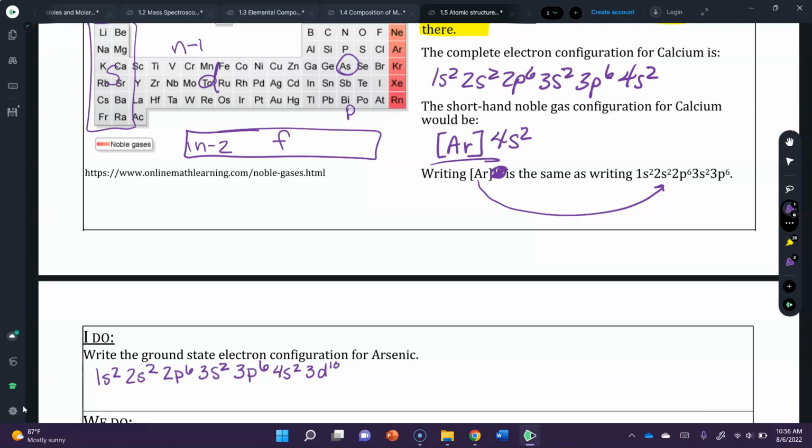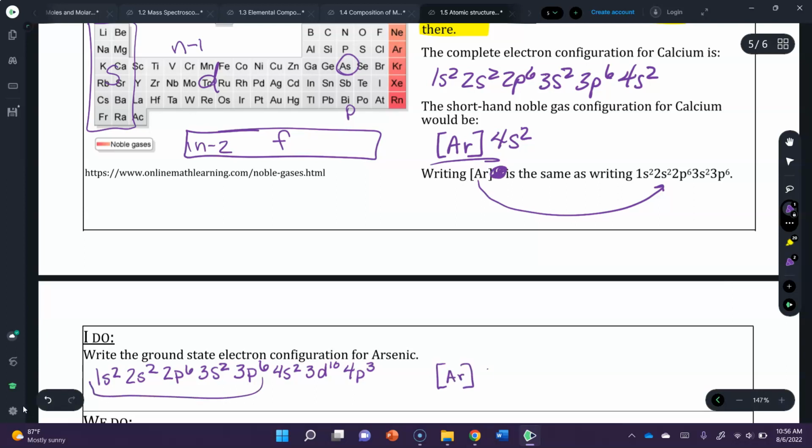That leaves us at zinc, so now we hit the 4p block, and we count until we get to arsenic, which is 3: gallium, germanium, arsenic. So there is our ground state electron configuration for arsenic. If we were doing the noble gas shortcut, we would start at the previous one, which is argon, and continue from there. Argon has this electron configuration, so we would write 4s2, 3d10, 4p3.